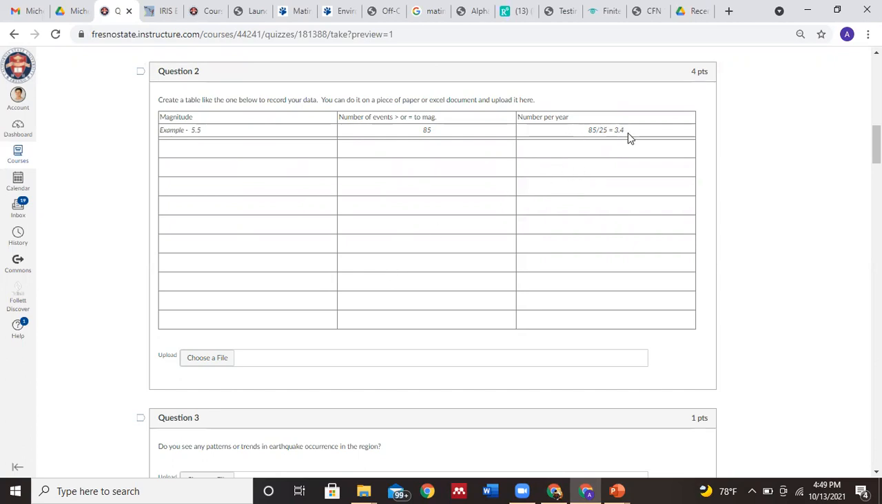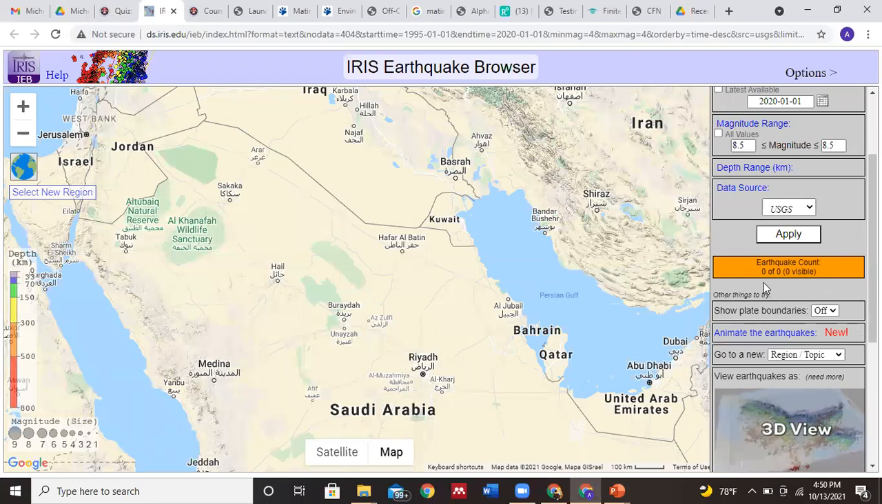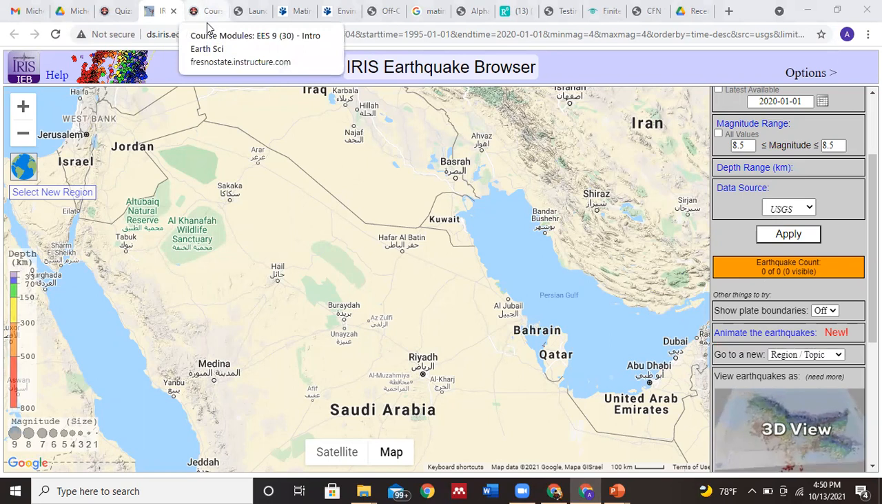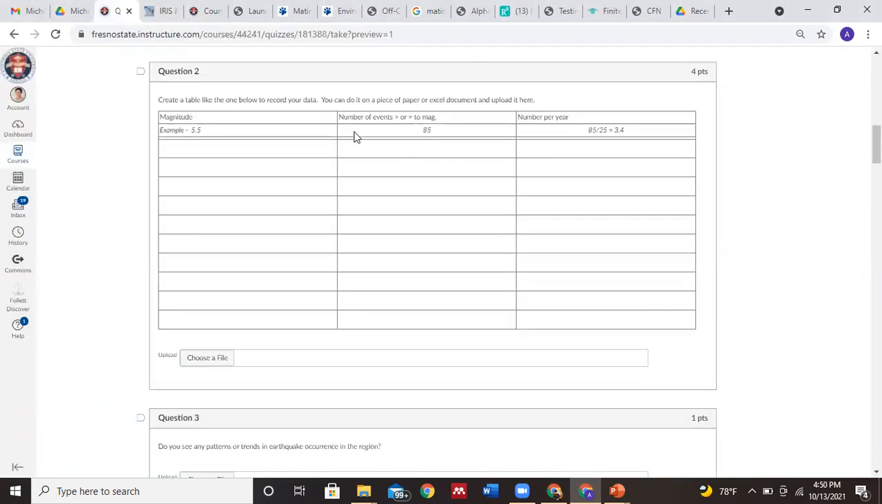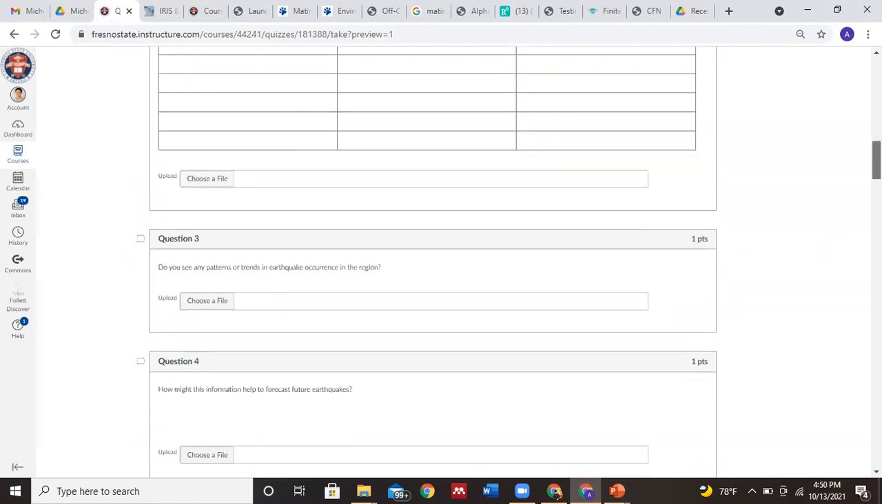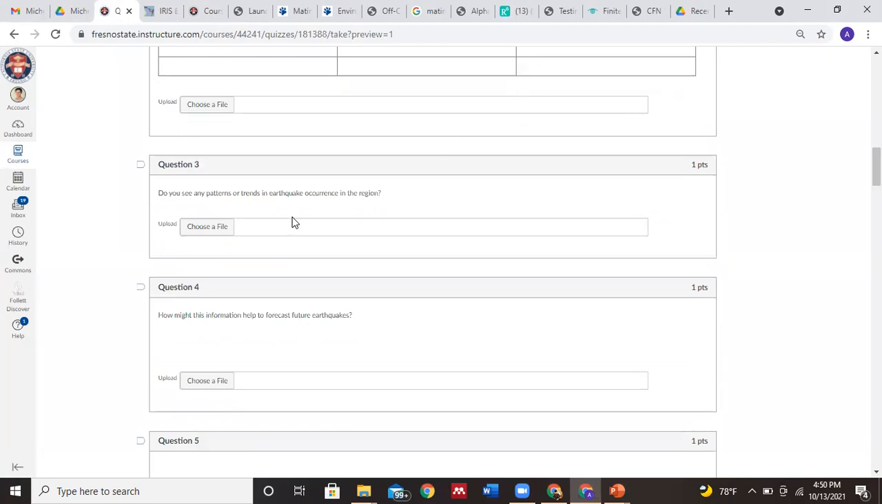It's usually going to be a decimal unless it's a multiple of 25, which is rare, but possible. That's how you find your earthquakes per year. Your number of events is this earthquake count right here, and that goes in your second column, the number of events. Then you just divide that number by 25. You do that for question 2, and you use those to answer question 3.